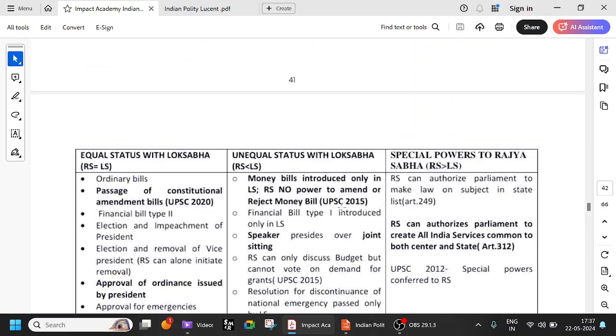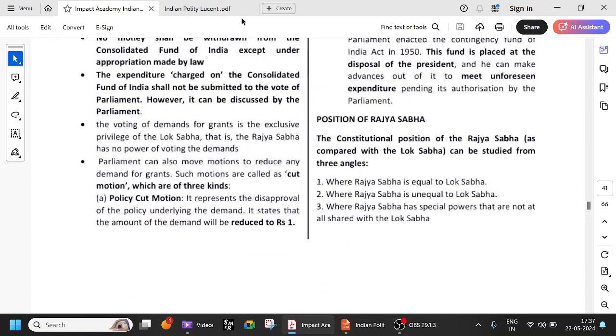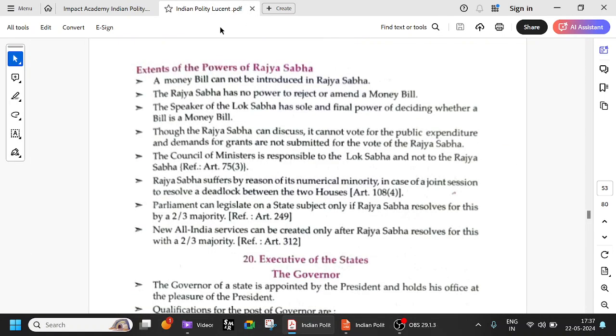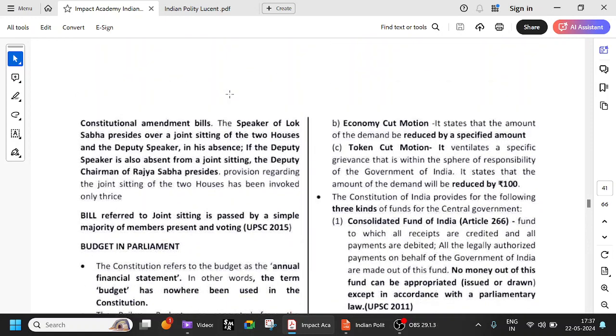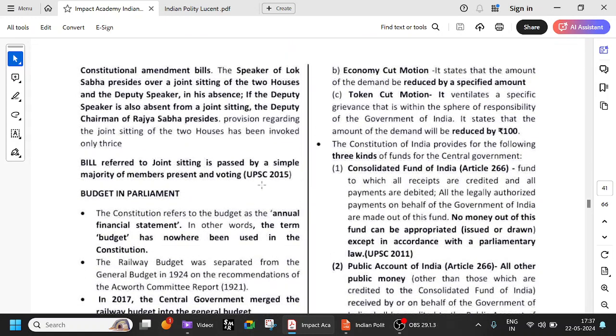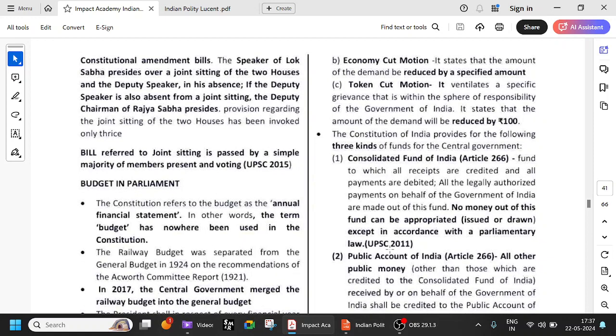Okay, the parliamentary privileges, and we have seen regarding the Rajya Sabha, where Rajya Sabha is equal, where Rajya Sabha is not equal, and all those things we have seen. So let us quickly look at the small part which is left here. Okay, in one session we have finished this one. So let us quickly look at this Consolidated Fund of India, Public Account of India.